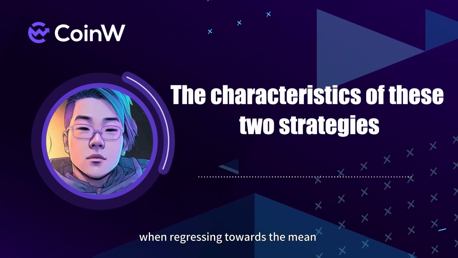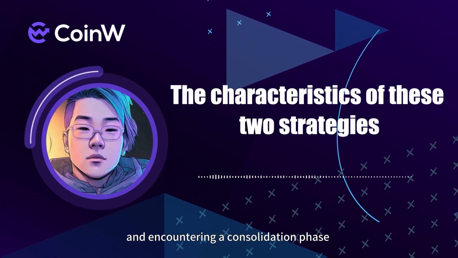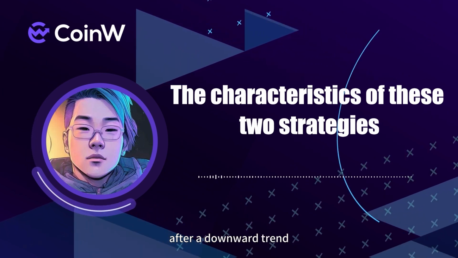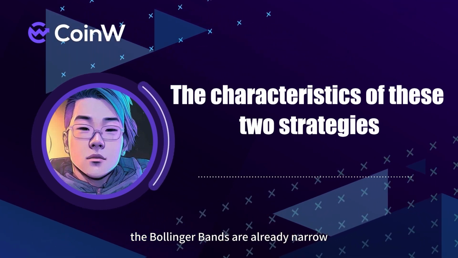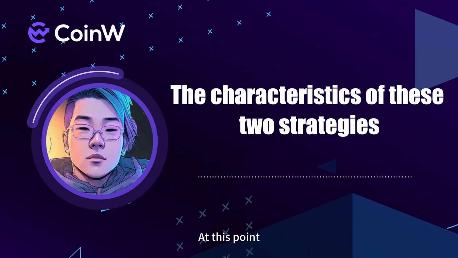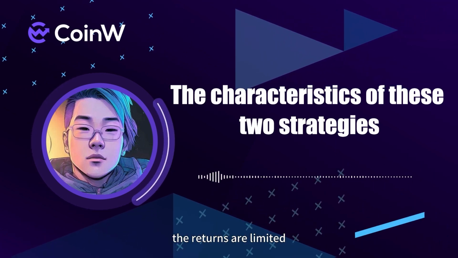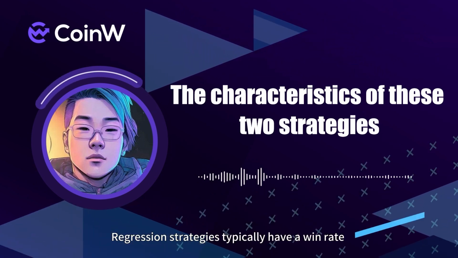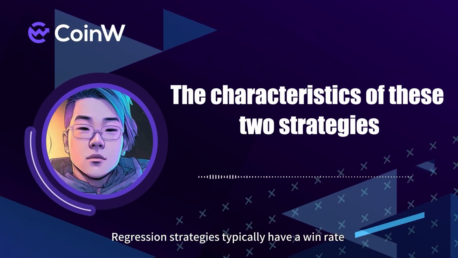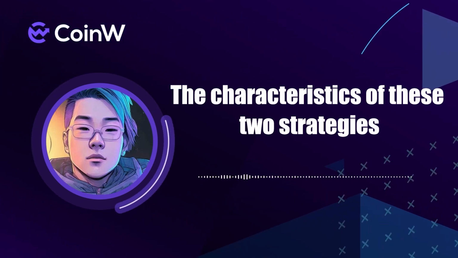For instance, when regressing towards the mean and encountering a consolidation phase after a downward trend, the Bollinger Bands are already narrow. At this point, even if the regression reaches the upper band, the returns are limited. Regression strategies typically have a win rate of around 60% or 70%.